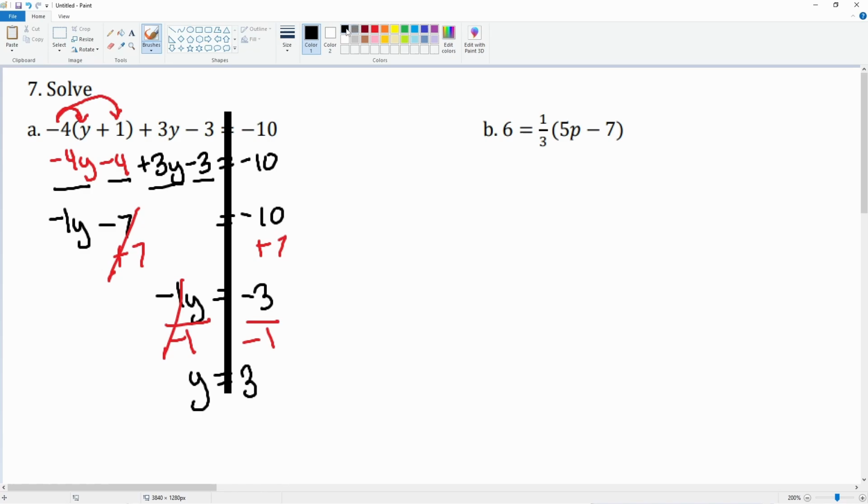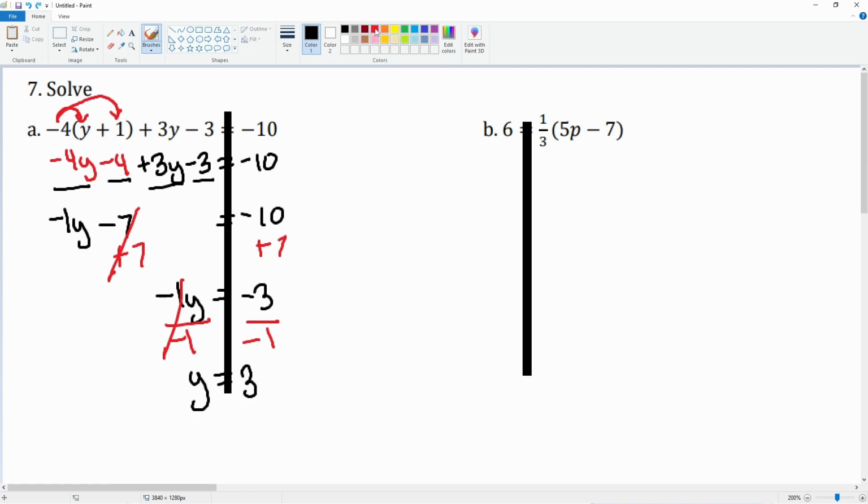All right, now we have b. Here's the line down the middle. If we distribute here, it's going to become worse because 1/3 times 5p becomes 5/3 p. 1/3 times negative 7 becomes negative 7 over 3. Okay, that's going to make the problem completely worse.